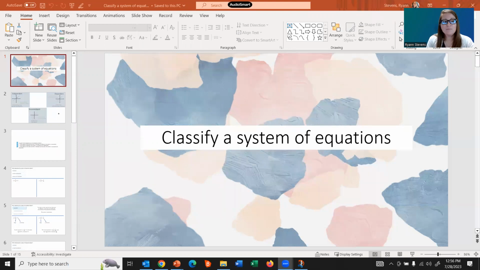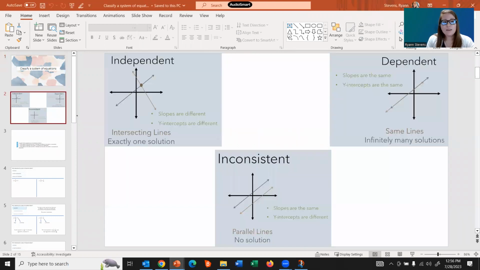So if we have these graphs, the first thing we could see is we have independent, okay? Which means that there's exactly one solution. It means that the slopes are going to be different, the y-intercepts are going to be different, and these are going to be independent lines of one another. However, we would label this as consistent as well. So if we had one solution, we could say that this graph is consistent and independent. Okay, the lines are not depending on each other. They are two different lines with two different slopes, two different y-intercepts.